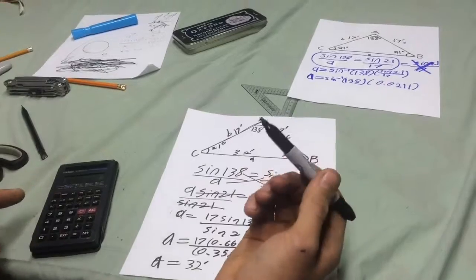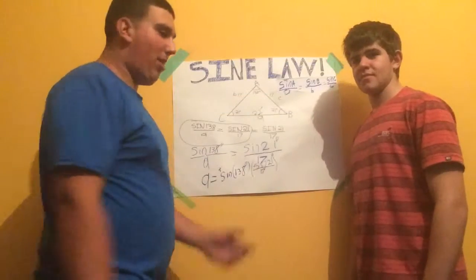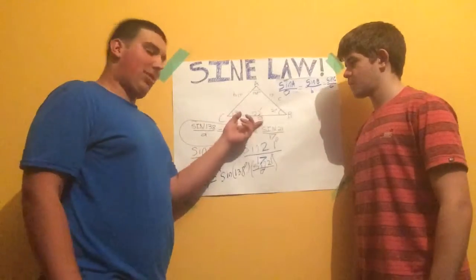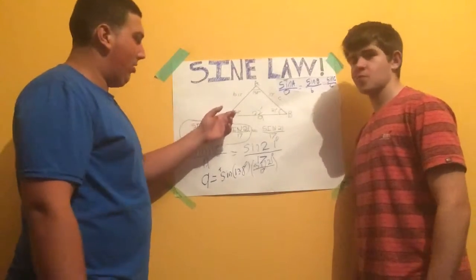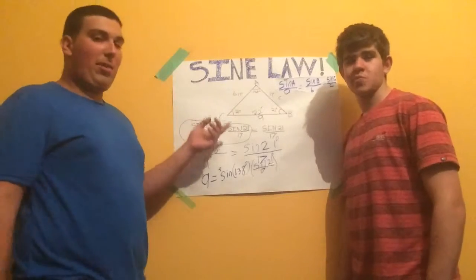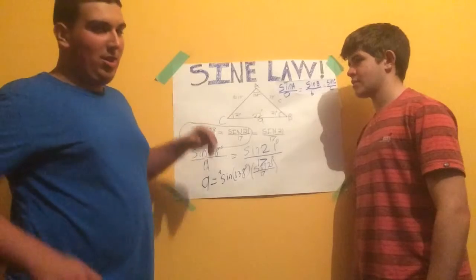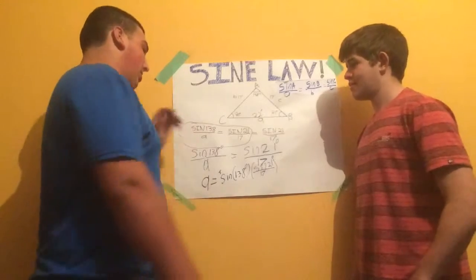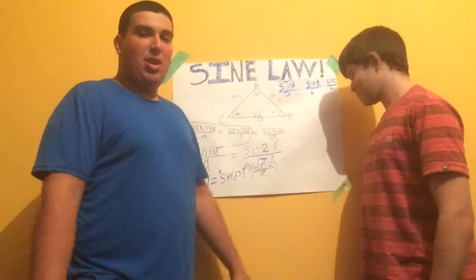So now that we've done that, there you have it. We found out that the bottom part is 32 feet long. Now, if we were looking for an angle instead of a side length, all you would have to do is there would be a number here instead of up here. Same process, same everything. Just the numbers are different. Okay? So, there we have it.